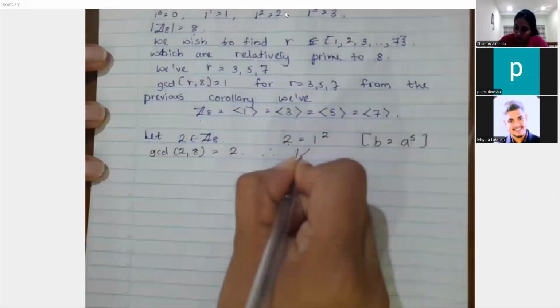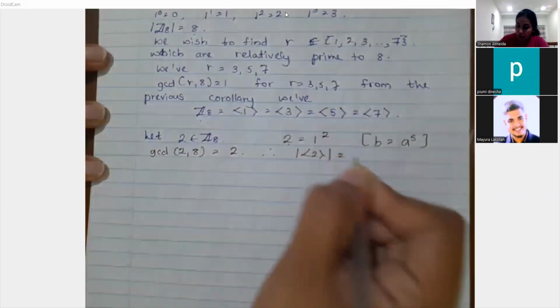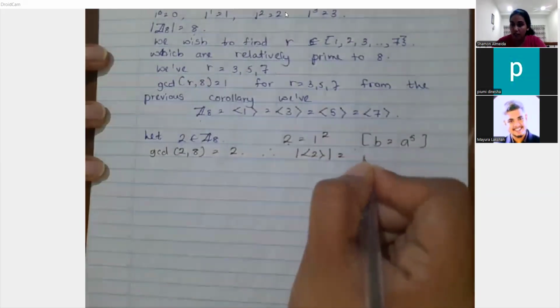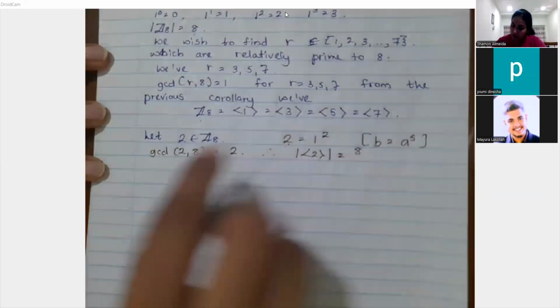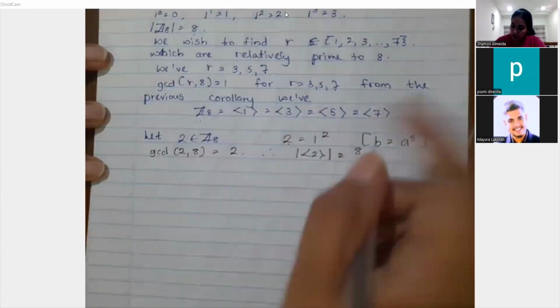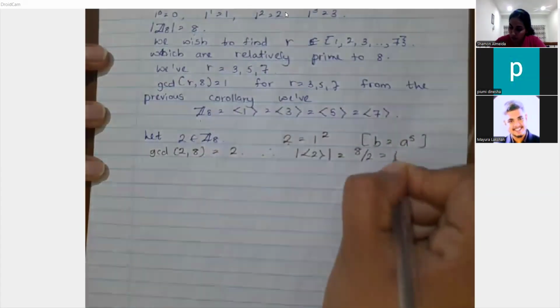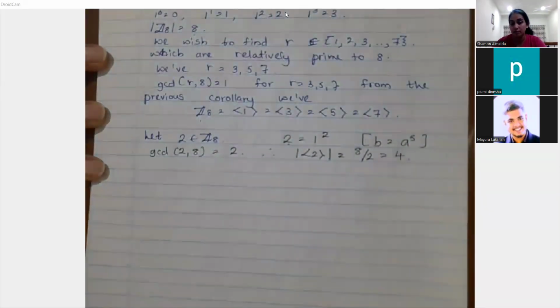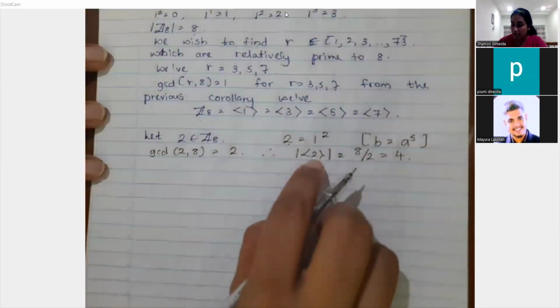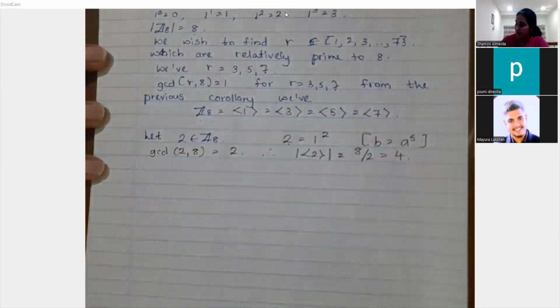Therefore, the order of the subgroup generated by 2 is given by n over d. N is 8. The greatest common divisor between these two is 2. This is equal to what? 4. So we understand this subgroup will contain 4 elements. Is it clear to you?